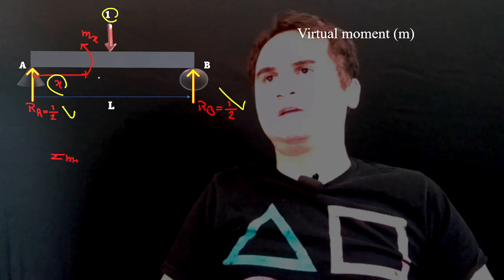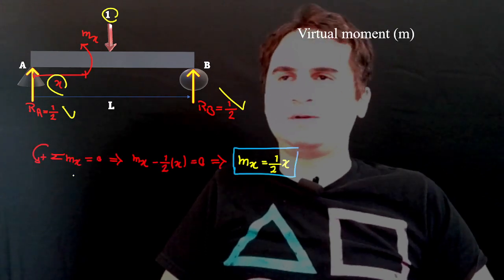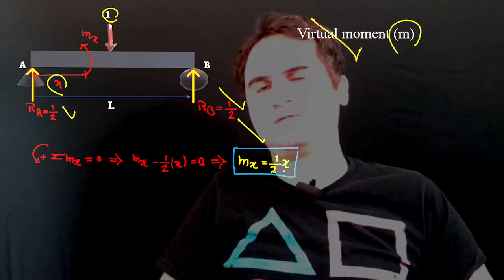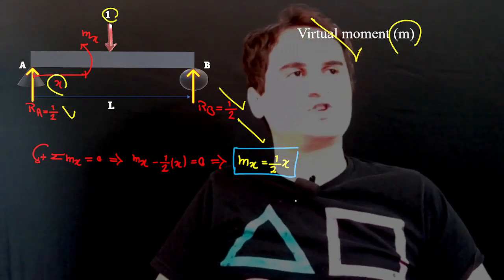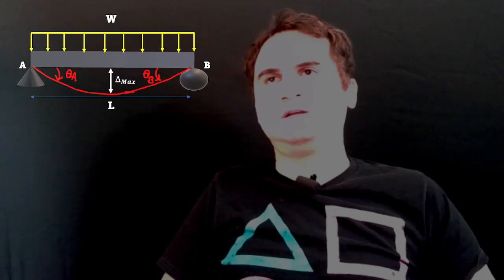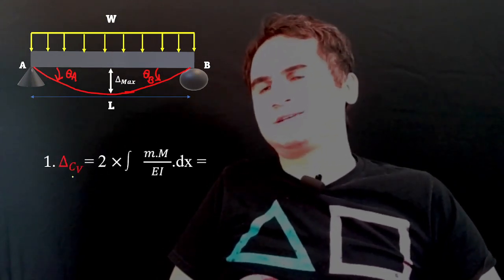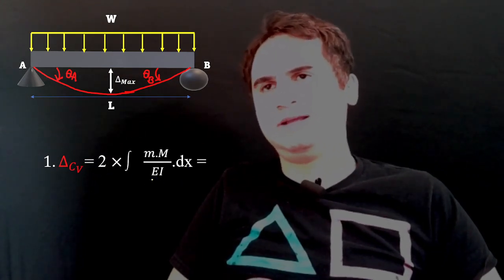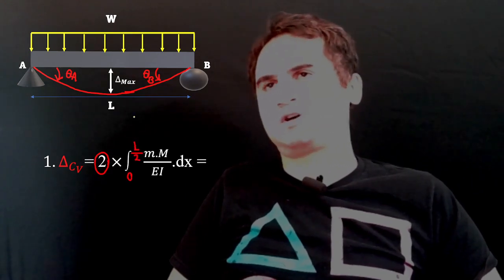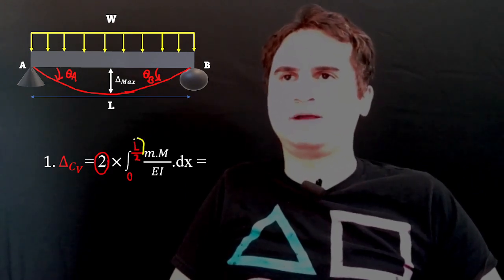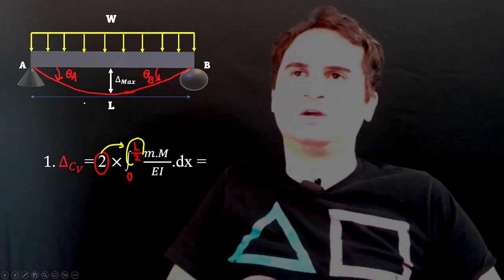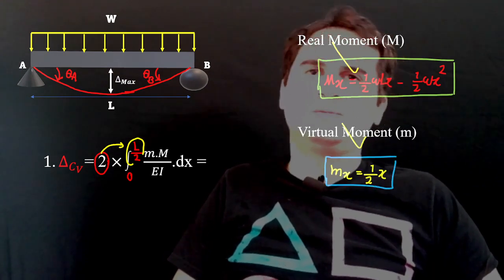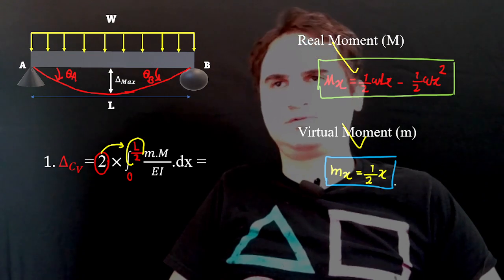And if we take the summation of moment about x equal to 0, it gives us small m, which is the virtual moment, equal to a half of x. We plug these two moments into the equation: 1 times delta CV is equal to 2 times the integral of m times capital M over EI dx. The 2 comes from the two sides, so we integrate from 0 to L over 2 and double it, because it's half of the beam. The real moment is Mx, and the virtual moment is small mx.